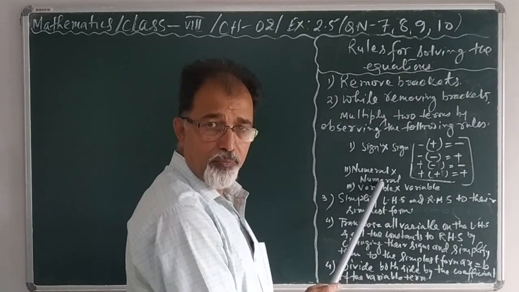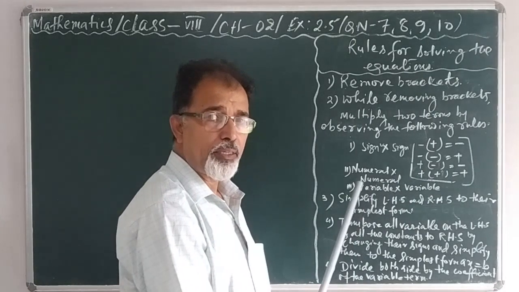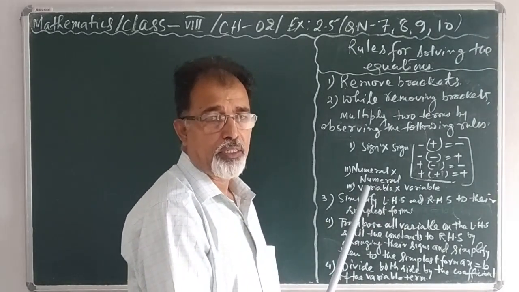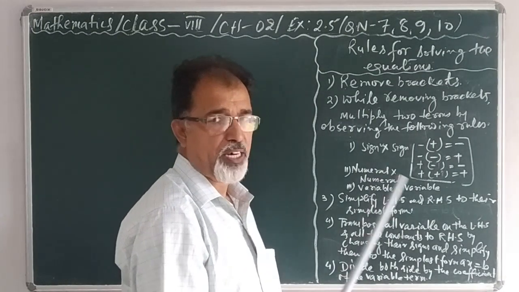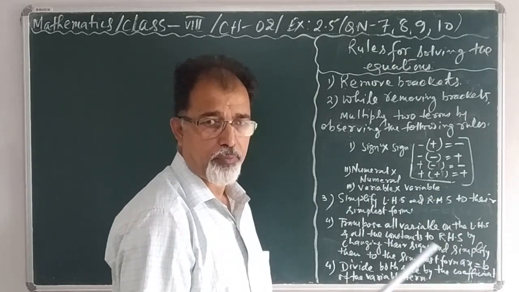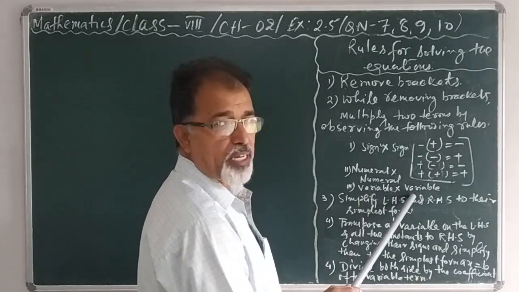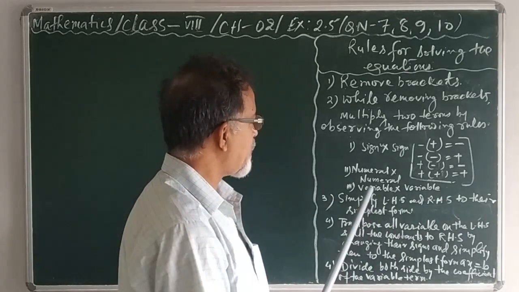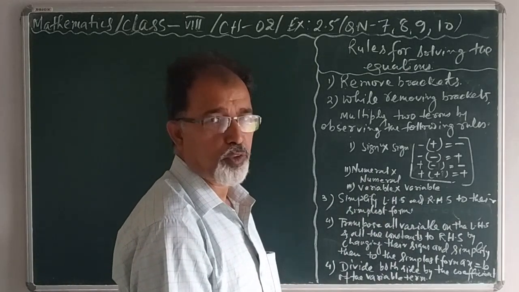Numeral into numeral. For example, 3x square into 4x to the power 3. Here 3 and 4 are the numeral factors, and therefore we will multiply 3 and 4. 3 4s are 12. Thereafter variable into variable, means x square into x to the power 3. x square into x to the power 3 is equal to x to the power 5.